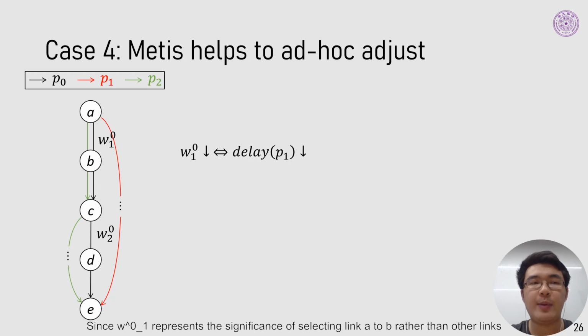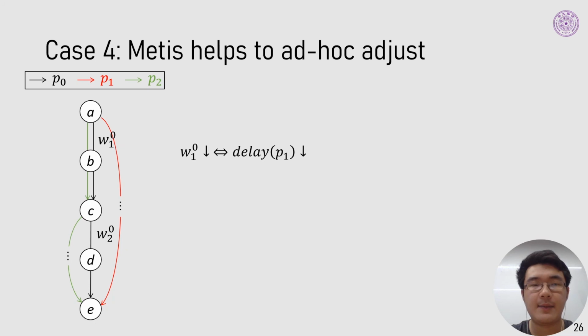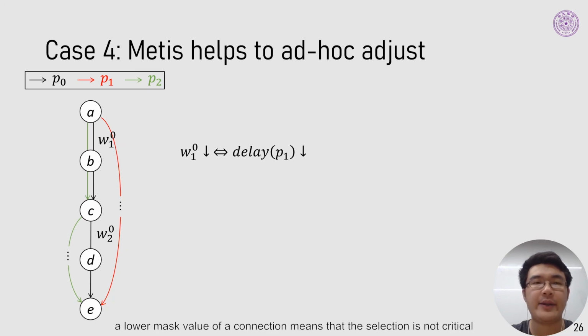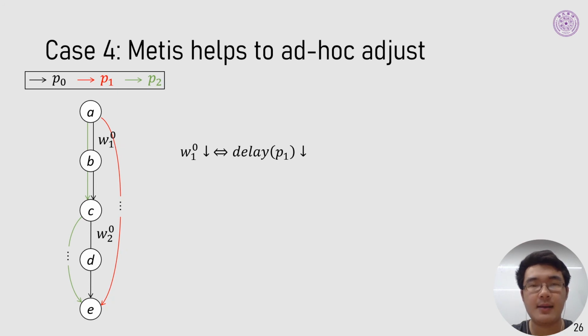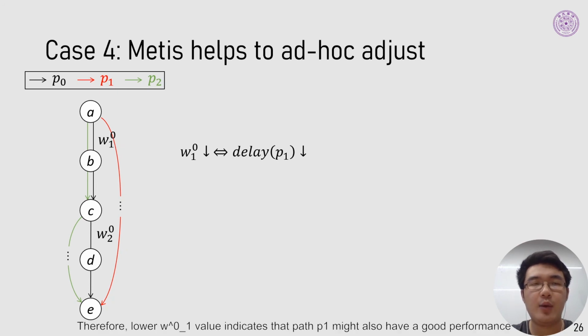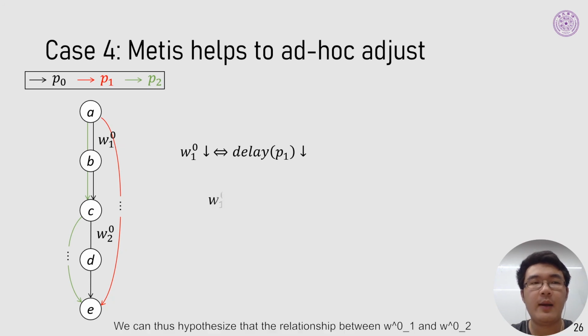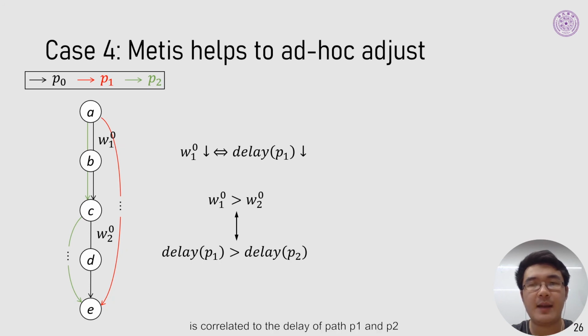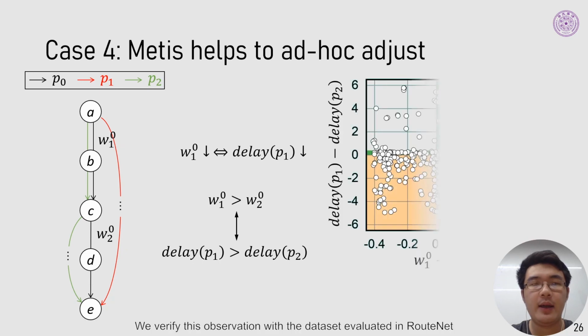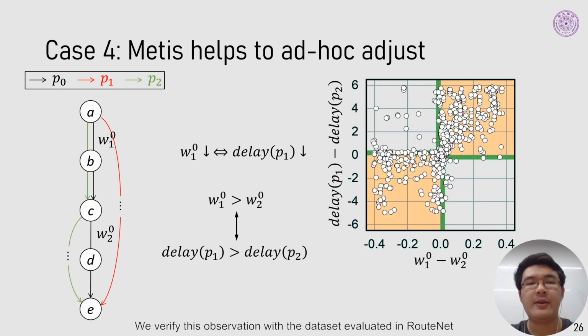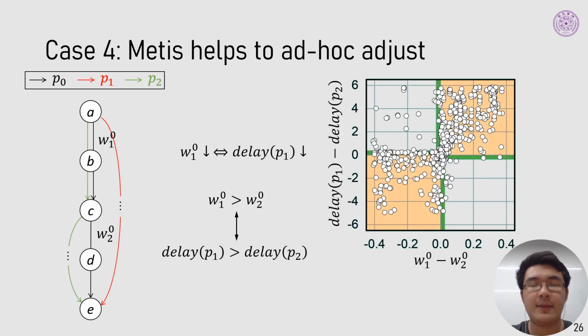Since W01 represents the significance of selecting link A to B rather than other links, a lower mask value of a connection means that the selection is not critical in deciding the routing path. Therefore, a lower W01 value indicates that path P1 might also have a good performance. We can thus hypothesize that the relationship between W01 and W02 is correlated to the delay of path P1 and P2. We verify this observation with the dataset evaluated in RootNet.